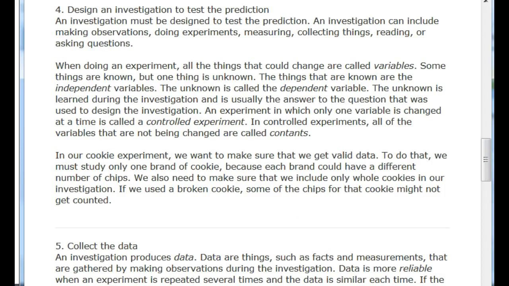The next thing you would do is design an investigation to test the prediction. So there are several ways that you could design something that could help you decide whether or not your prediction of 25 chips is a good one.